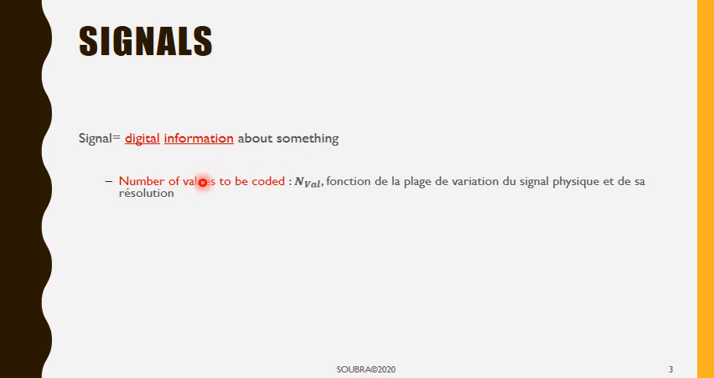So a couple of things that you need to know. Let's see. We will have something that is called the number of values to be coded. So if we want to code some kind of information in a digital manner, we need to be aware of the number of values that need to be coded. So the values to be coded. Fair enough? So let's call it nval.